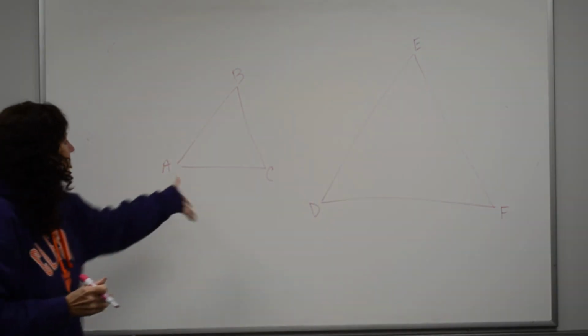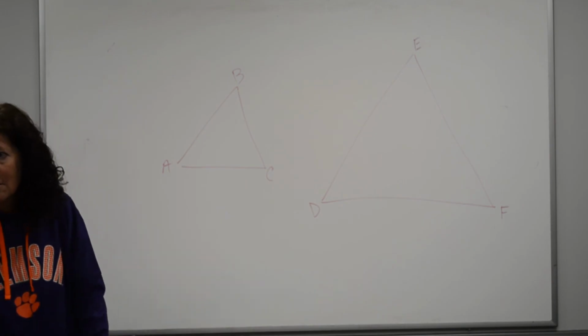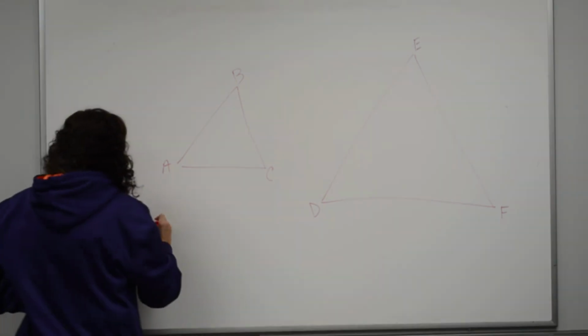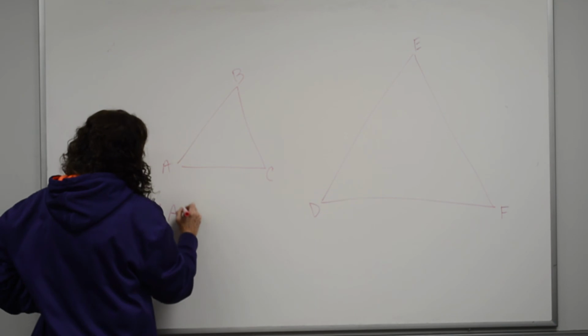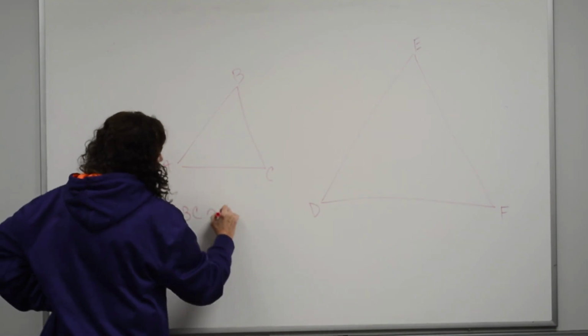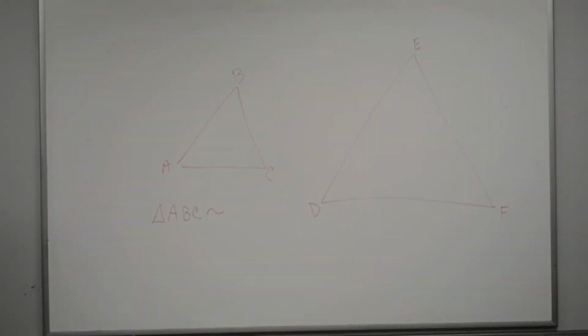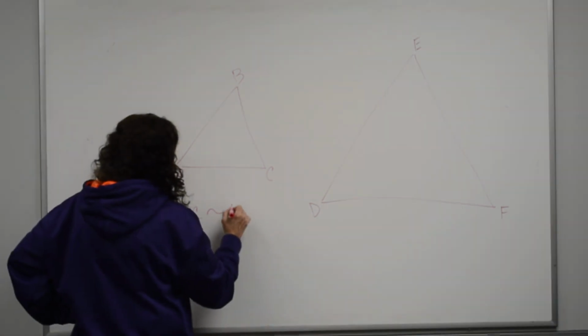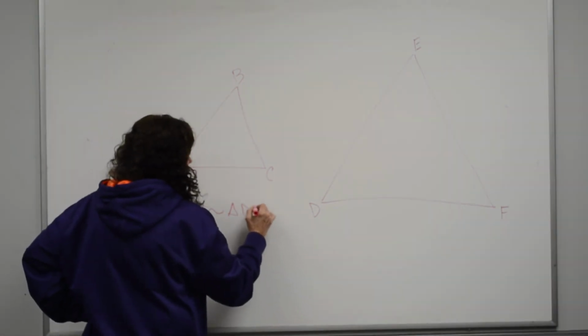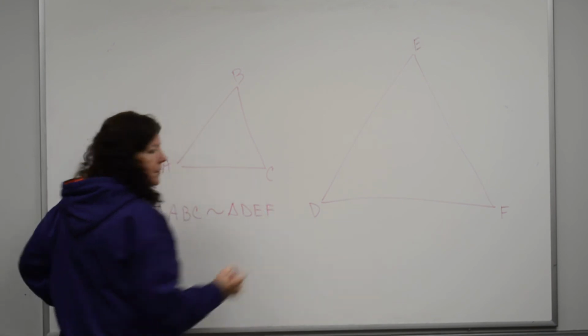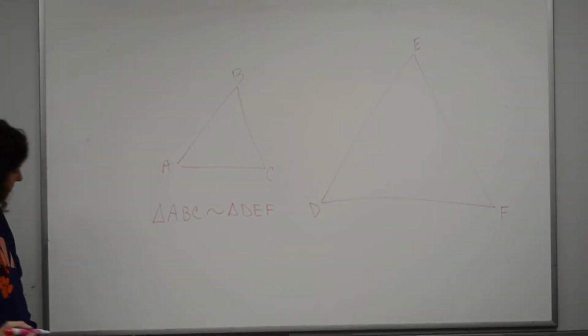So, would you agree those are both triangles? They are. Now I'm going to tell you that triangle ABC is similar, which is like a congruency sign without the equal sign underneath it, to triangle DEF. All right, you with me?